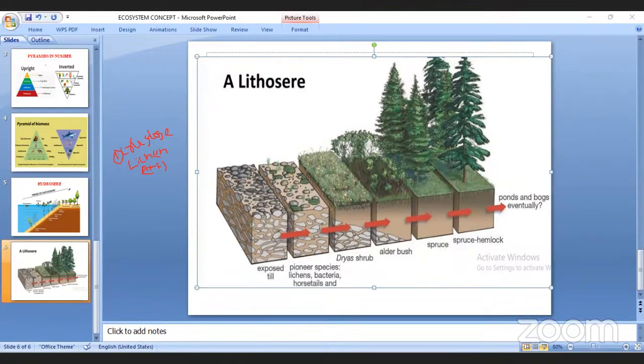Now these lichens release carbon dioxide during respiration, which after combining with water forms a weak acid. So the mechanical and chemical action of lichens on the underlying rocks loosens the particles. That means after the formation of lichens, what happens? The weathering happens.